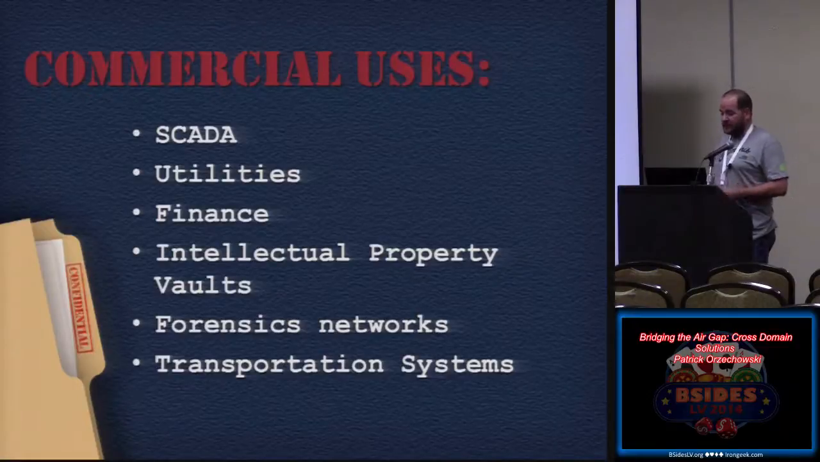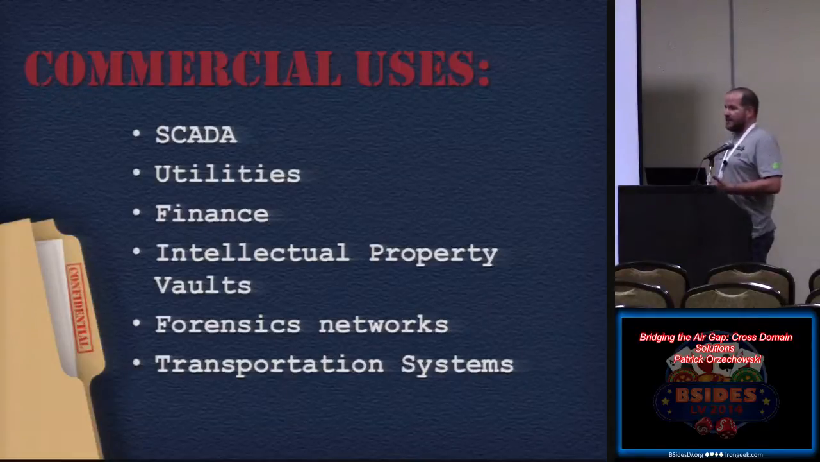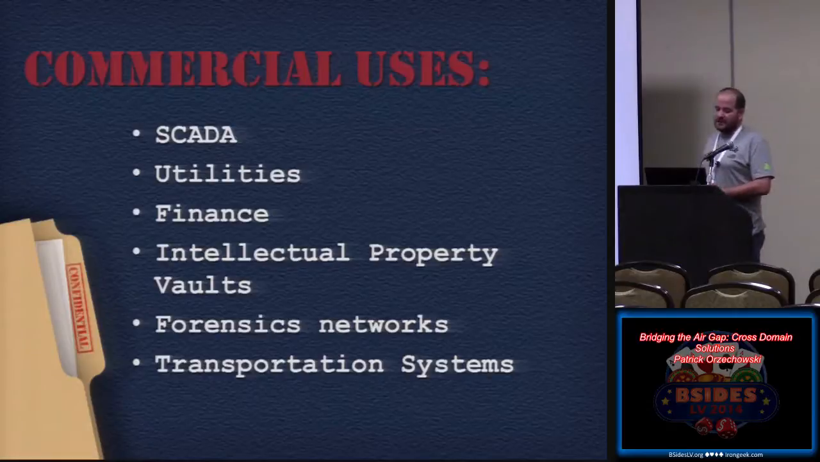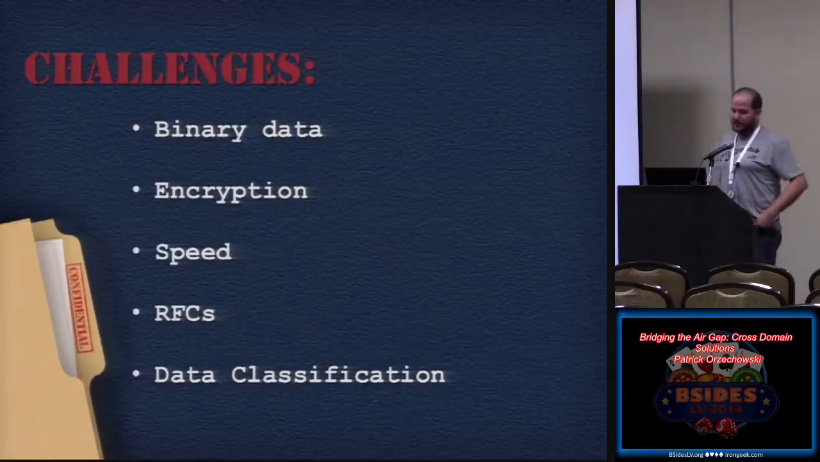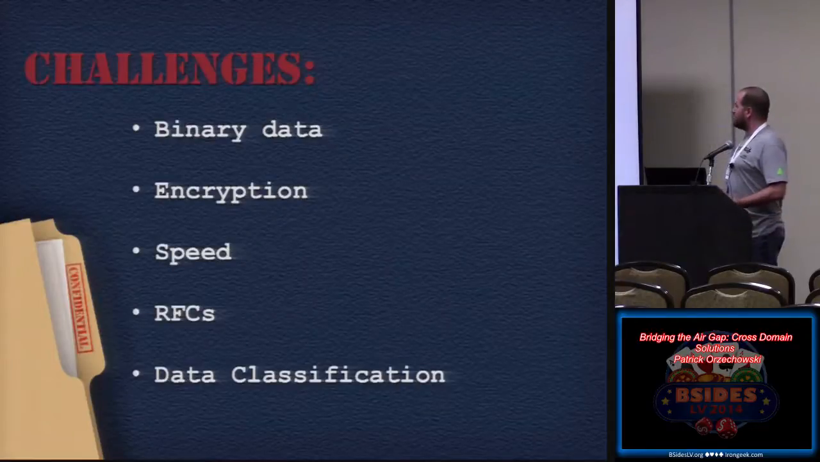Transportation systems. I'd like to know that trains and planes and cars are being protected by systems that are strongly typed, that are whitelisting instead of blacklisting, which is what most people are relying on nowadays, unfortunately. Some challenges, I kind of talked about these before.